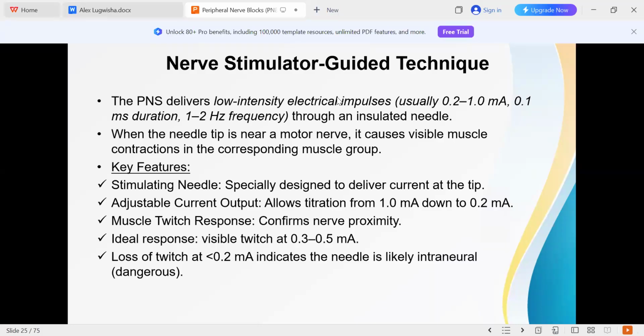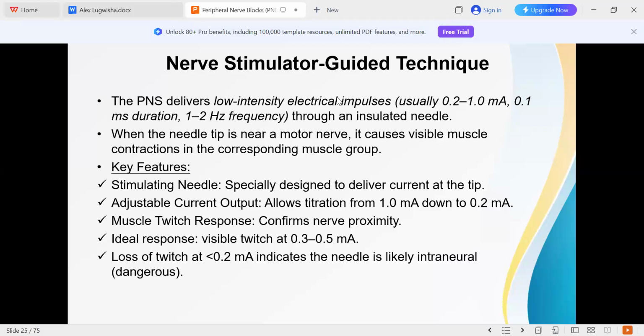We will have the stimulating needle, which is usually specifically designed to deliver the current at the tip. We have the earthing needle, which is usually attached to a part of the body. We have adjustable current output, which allows you to titrate from 1 milliamp down to 0.2 milliamps. Muscle twitch responses confirm nerve proximity.